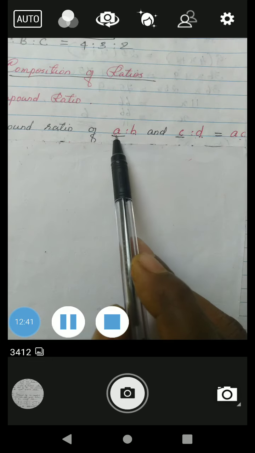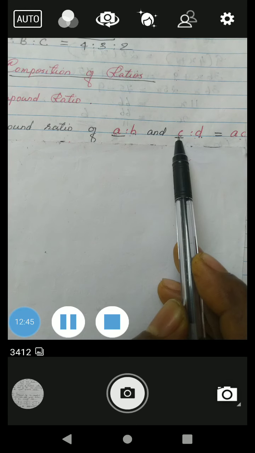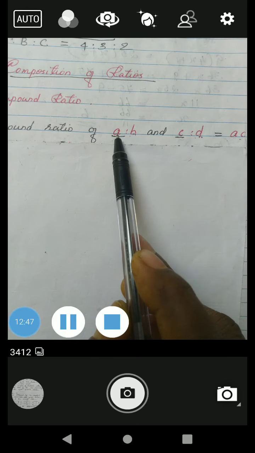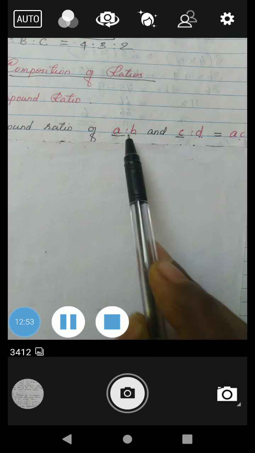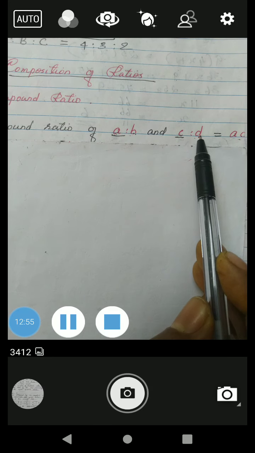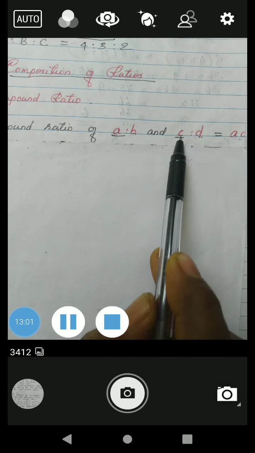Look here. Compound ratio of A is to B and C is to D. Product of their first terms. First quantity A into C. That is the first quantity of the result. And this two B into D. That is compound ratio of A is to B and C is to D is AC is to BD. That's all. Okay. Then second one, duplicate ratio.